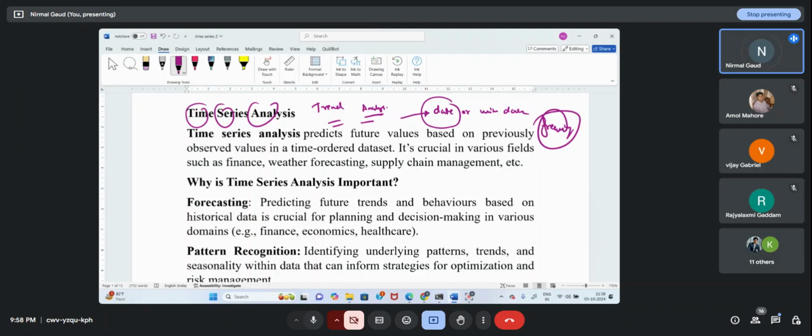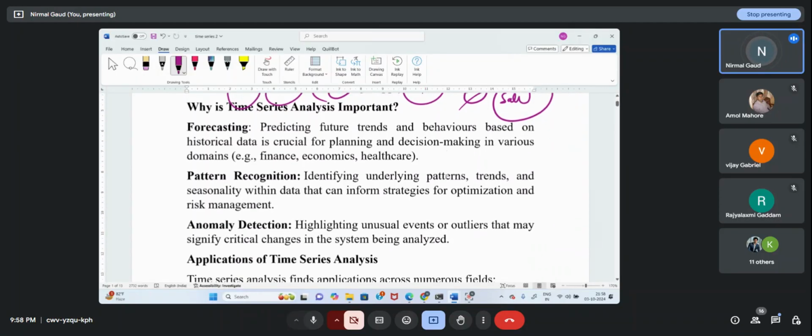Weather. Weather is different today, tomorrow, the next day, who knows? Finance. Such kind of problems, supply chain, obviously sales. So those people who work in the industry, they get the data in this way only. Time series, they get data with dates.